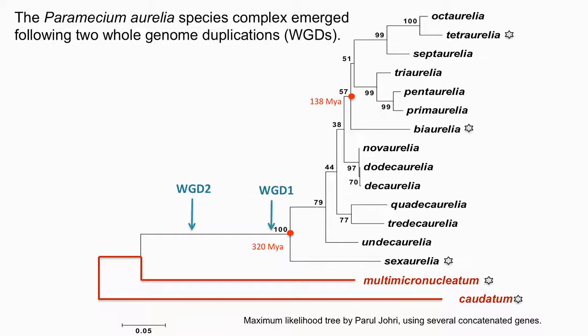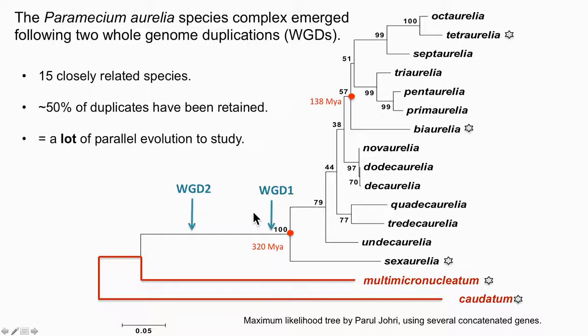The Paramecium Aurelia species complex is a really good model for my purposes. It emerged following 2 whole genome duplications, and there are 15 species within the complex. From the last 2 whole genome duplications, about 50% of the duplicates have been retained. To me, this equals a lot of parallel evolution to study at the subcellular level. I've chosen to focus on 3 of the Aurelia species for this study: Tetraurelia, Biaurelia, which are spread across the phylogeny, and Sexaurelia.